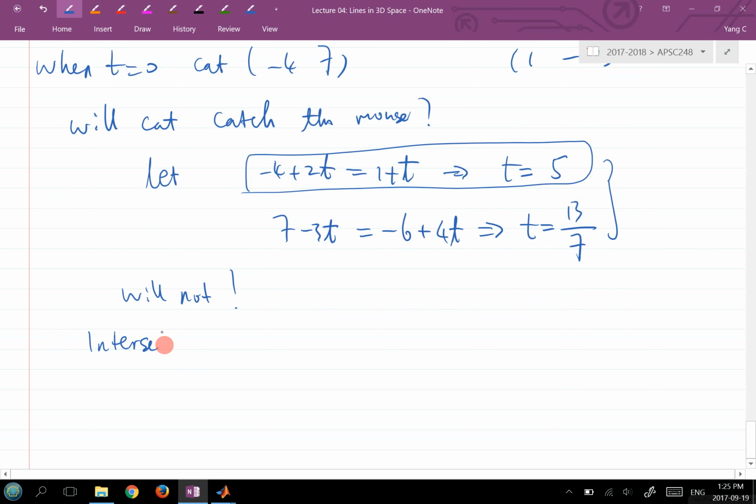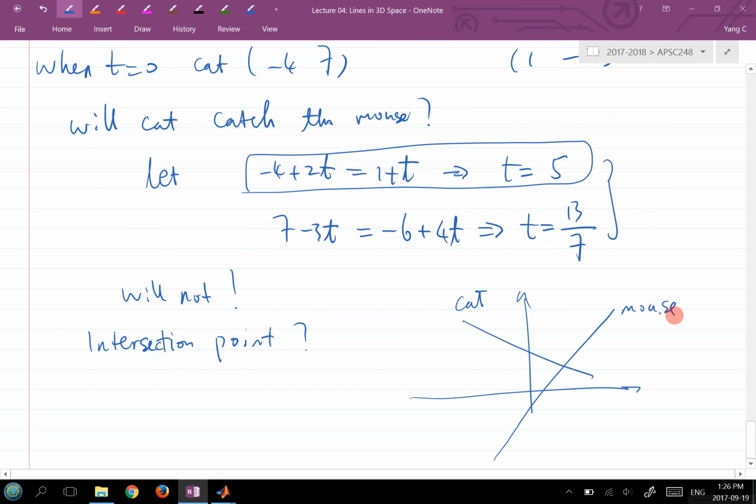What would be the intersection points then? How would you solve for the intersection points? So we understand now when you have 2 lines in 2D space, as long as the 2 lines are not parallel, they definitely will intersect somewhere, right? Okay. So now the question here is, let's say this is the cat and this is the mouse here. What will be the intersection point? What's the coordinates for the intersection point here? How would you solve for that?